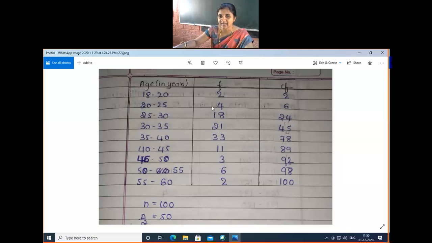See here, first same frequency 2. Then 6 minus 2 is 4, then 24 minus 6 is 18, then 45 minus 24 is 21, 78 minus 45 is 33, 89 minus 78 is 11, 92 minus 89 is 3, 98 minus 92 is 6, 100 minus 98 is 2. How to find out the frequency? Got the idea now? Here less than frequency is given. So here 18 to 20 group: 2, 4, 18, 21, 33, 11, 3, 6, 2. Very easy. First same to same frequency you have to write. Next just subtraction like this: 6 minus 2, then 24 minus 6, then 45 minus 24, then 78 minus 45, then 89 minus 78, then 92 minus 89, then 98 minus 92, then 100 minus 98.